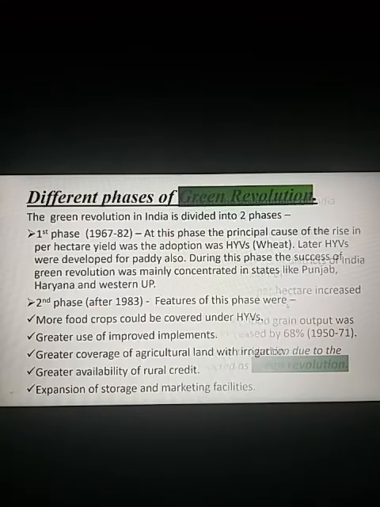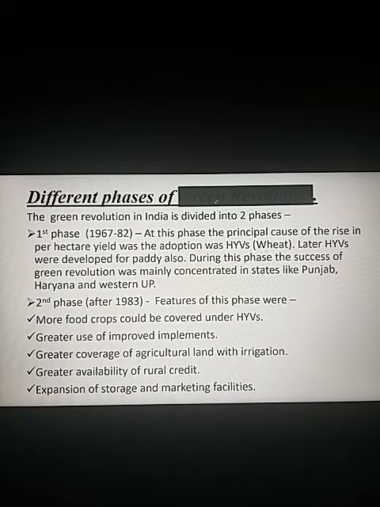Let us move on to the next slide. Different phases of Green Revolution. In fact, the Green Revolution in India is divided into two phases. Observe, the first phase was from 1967 to 82. The second phase is from 1983 onwards. Let us discuss both the phases in detail.